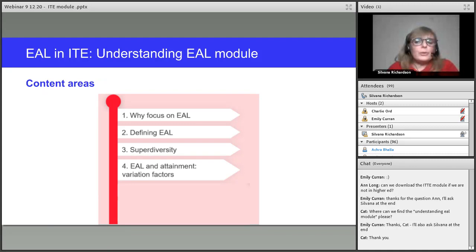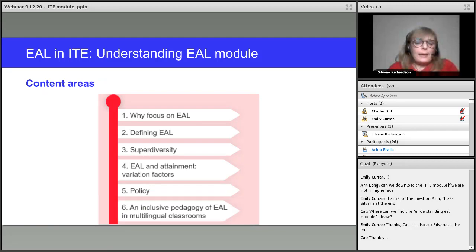Number four, the relationship between EAL and attainment, the educational attainment of pupils who use English as an additional language, and the variation factors in that attainment. Number five, we look at the policy in England with respect to English as an additional language. And finally, we look at an inclusive pedagogy of EAL in multilingual classrooms.